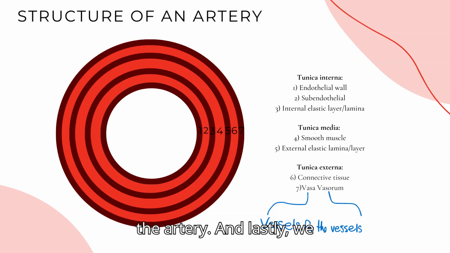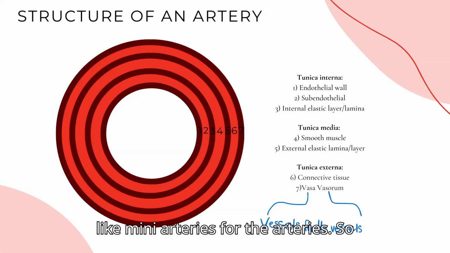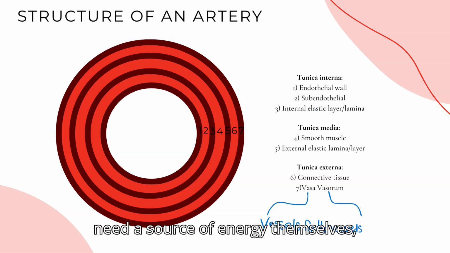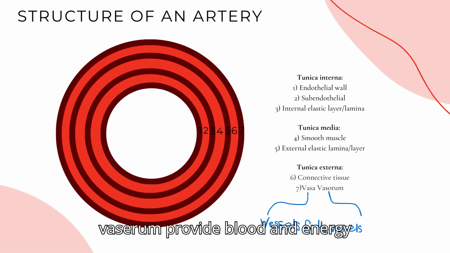to the artery. And lastly, we have the vasa vasorum, which are kind of like mini arteries for the arteries. So if you think about it, these arteries need a source of energy themselves, right? So these arteries actually have smaller arteries called vasa vasorum, and these vasa vasorum provide blood and energy to the arteries so that they can function.